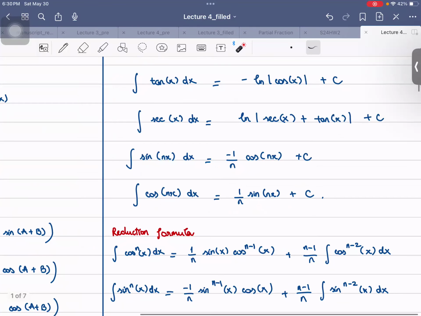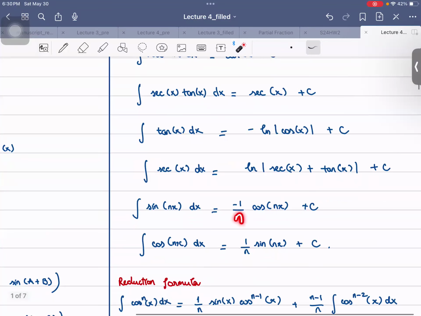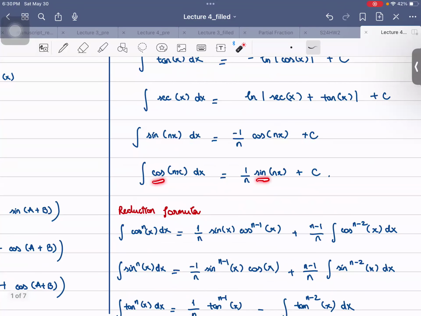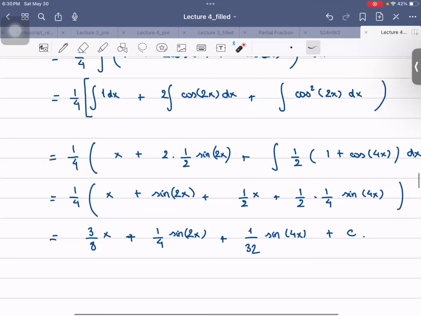But the point is, I just need you to remember that if you have sine of something multiplied by x, sine still returns negative cosine, but you have to divide it by n. And if you have cosine of nx, cosine still returns sine of nx, but you divide it by n. Okay, so going to this one, you have cosine of 2x. The integral of cosine will give you sine of 2x, but remember to divide it by 2, which is the coefficient in front of x.